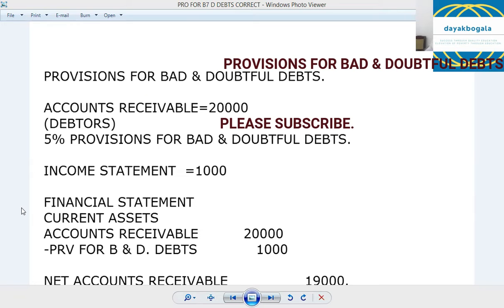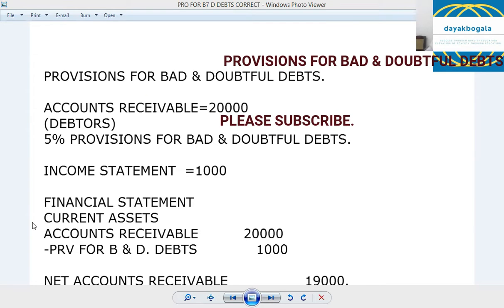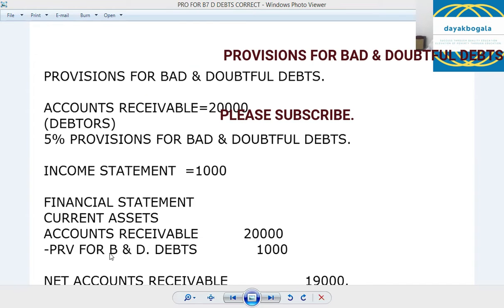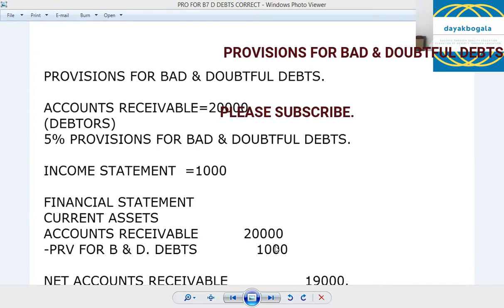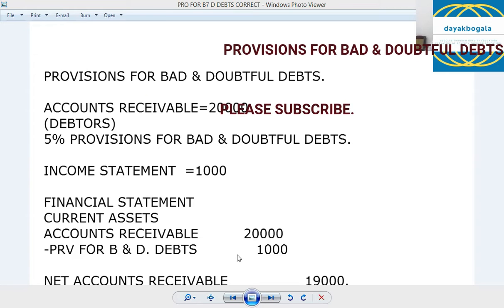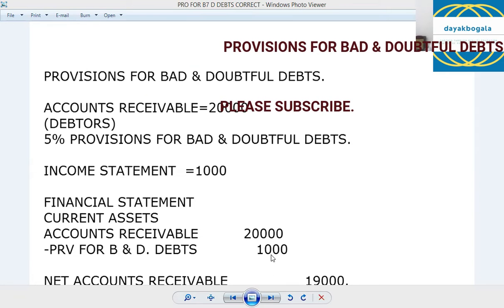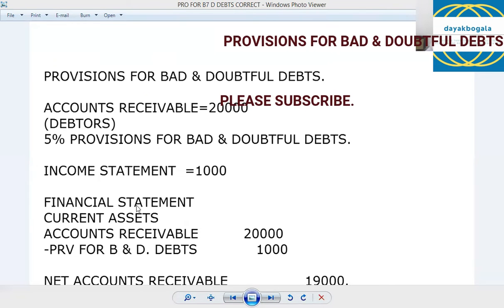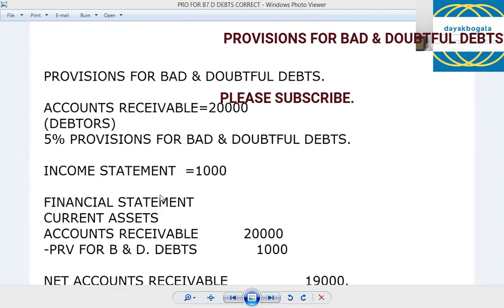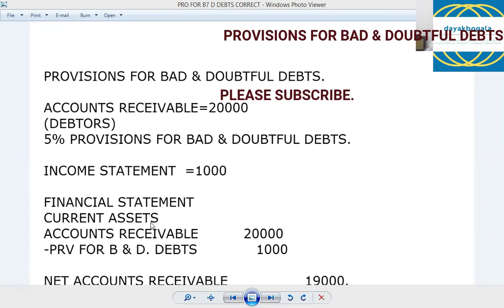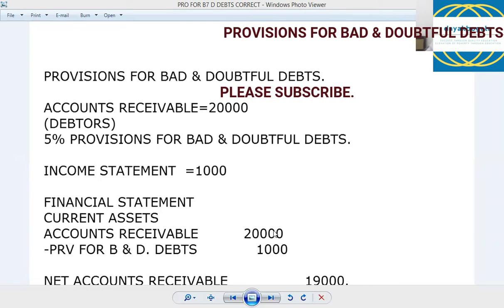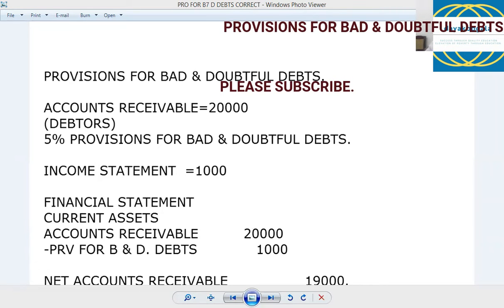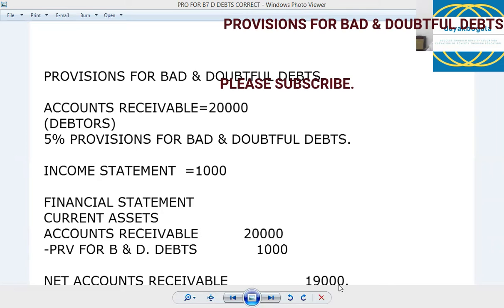Not only that, in the financial statement, under current assets, accounts receivable, you have to put 20,000. Then provisions for bad and doubtful debts, 1,000, you have to minus. You have to minus in the sense you should deduct it from this 20,000. So net accounts receivable will be 19,000 in the financial position, under current assets. So first you put accounts receivable 20,000, then minus provisions for bad and doubtful debts, 1,000. So the net accounts receivable, net debtors, will be 19,000.